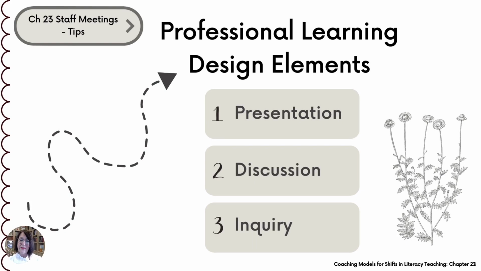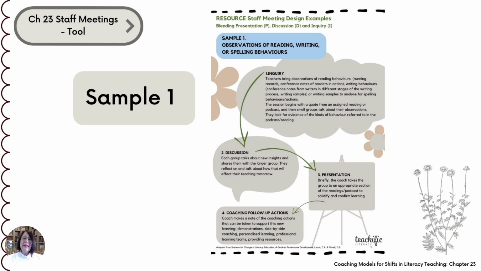So what are some of the design features or the design elements that I would always bring into professional learning, and especially when thinking about staff meetings? There's 3 common elements that I would want to include in my professional learning opportunities for staff. But each of these samples I've tried to link to something that you might be doing in a literacy-based staff meeting. This first sample is, what if we are observing reading, writing, or spelling behaviours, any one of those things?